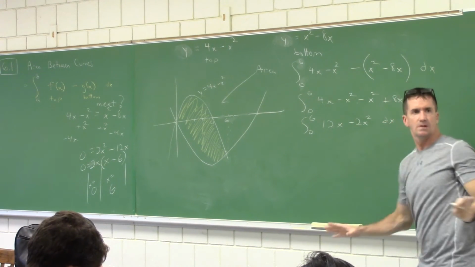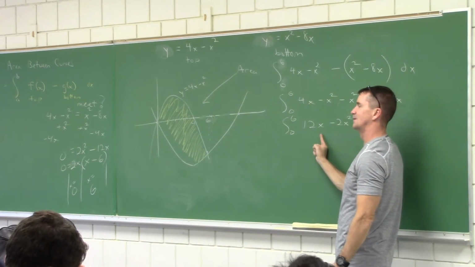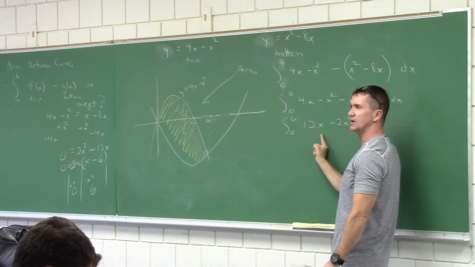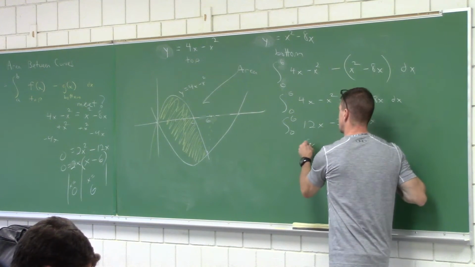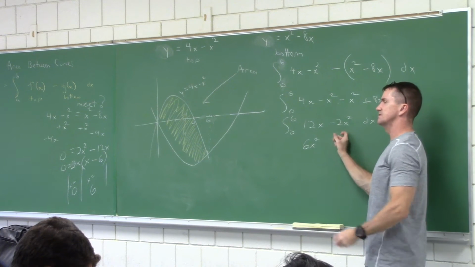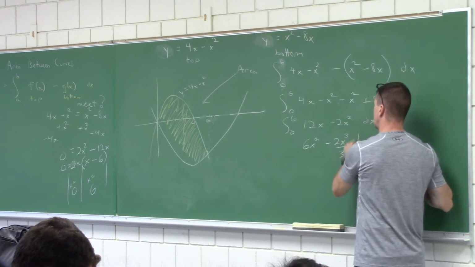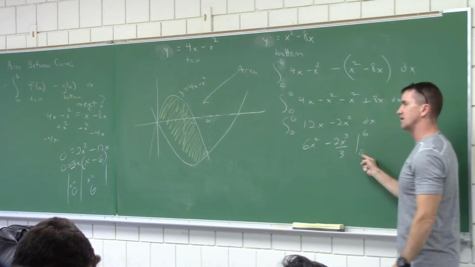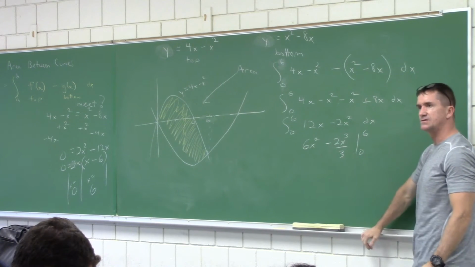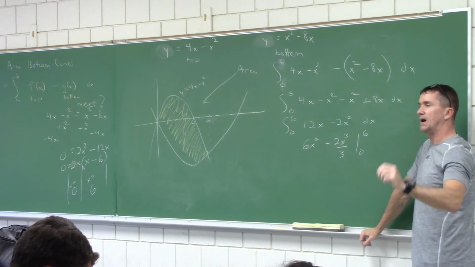So far so good? What's that antiderivative? 12x squared over 2 is 6x squared? Antiderivative of this? Minus 2x cubed over 3? Oh, I love zeros. All I gotta do is plug that 6 in there and subtract them, right? And you know this. Doesn't the answer have to be positive?